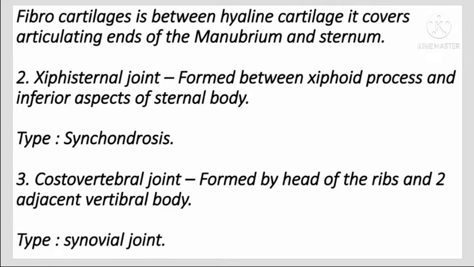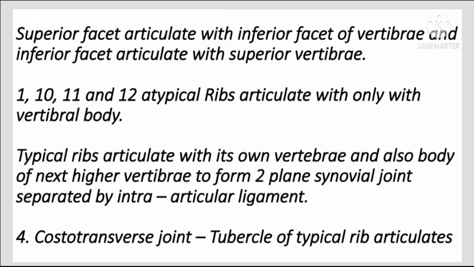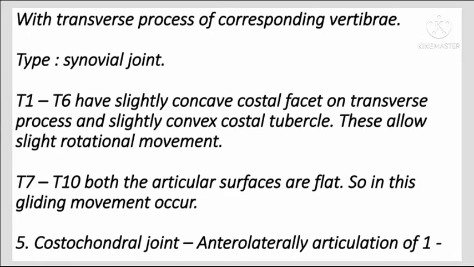Type: synovial joint. The superior facet articulates with the inferior facet of the vertebra above, and the inferior facet articulates with the superior facet of the vertebra below. Atypical ribs 1, 10, 11 and 12 articulate with only one vertebral body. Typical ribs articulate with their own vertebra and also the body of the next higher vertebra to form two plane synovial joints separated by an intra-articular ligament.